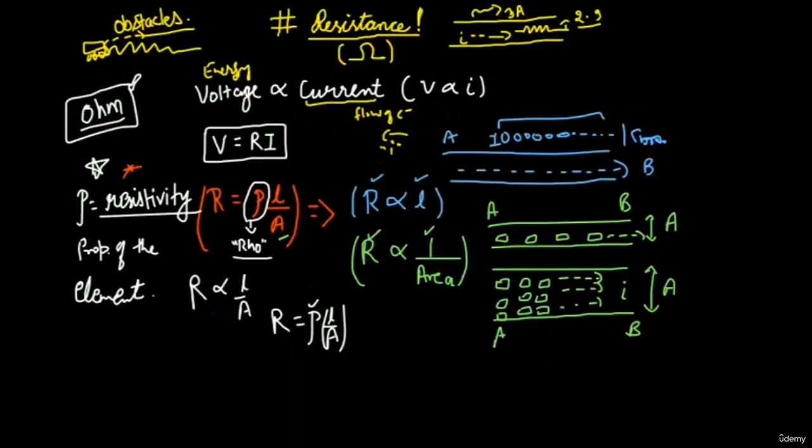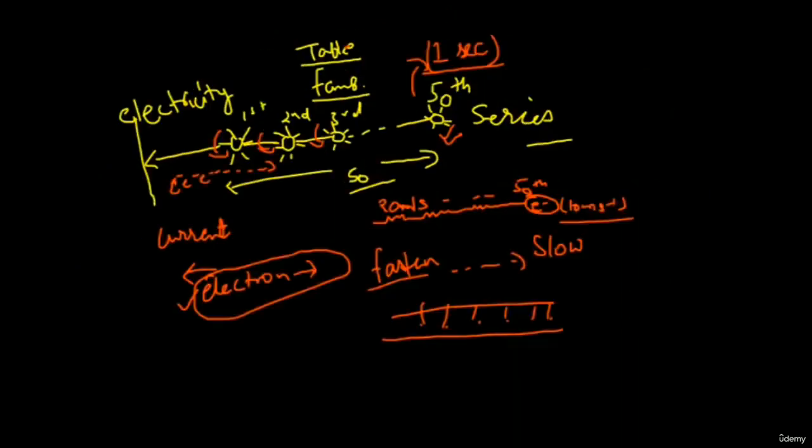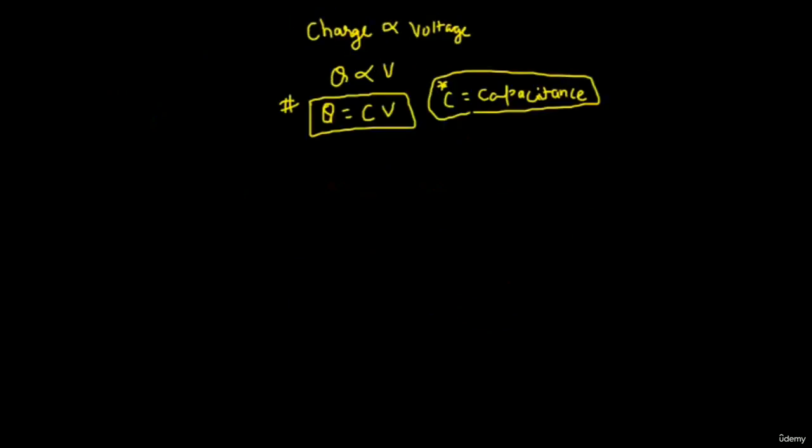In here we have seen Ohm's law, and now we are on fast forward mode. The unit for C is Farad, F-A-R-A-D. Farad is the unit for capacitance.